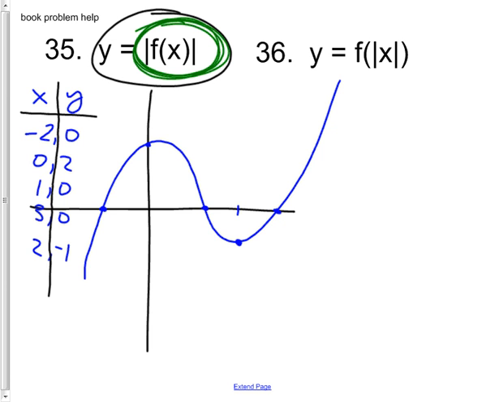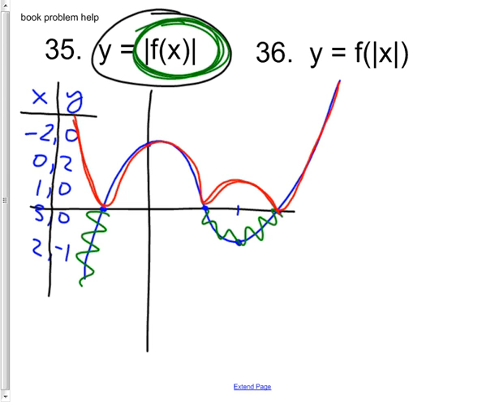So this part of the graph, here and here, can't be there anymore. Do they disappear? No, they become positive. So those parts of the graph are going to end up here. And up here. So do you see how my new graph would look like that? And why doesn't that have any negative y values? Because we absolute valued all of them. And that turned them all positive.